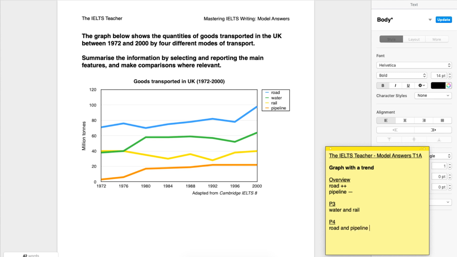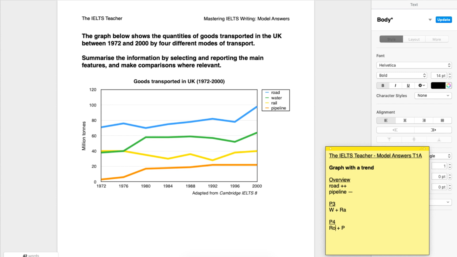And just to save a bit of time in your plan as well, you can just use the first letters, of course. So instead of water and rail, we can use W and R, and instead of road and pipeline, we can use R and P. Now, of course, road and rail begin with the same letter, so we may need to add a little bit more here. So in P3, I should really be writing RA, and then in P4, I should be writing RO to refer to road.